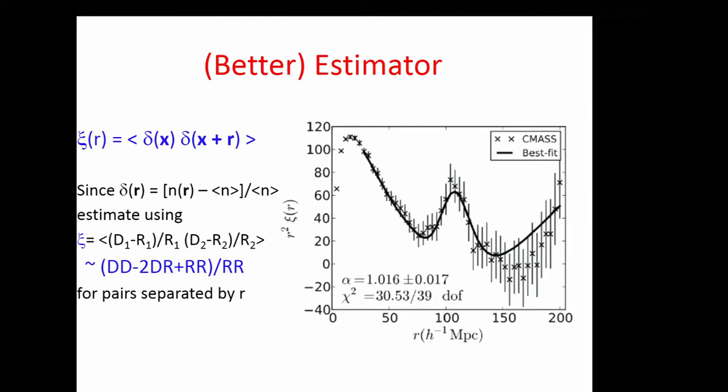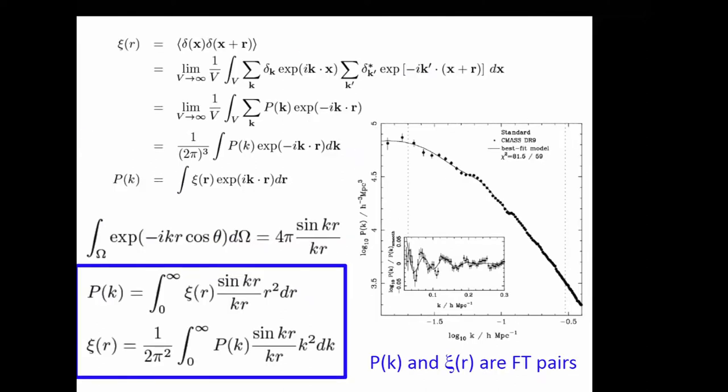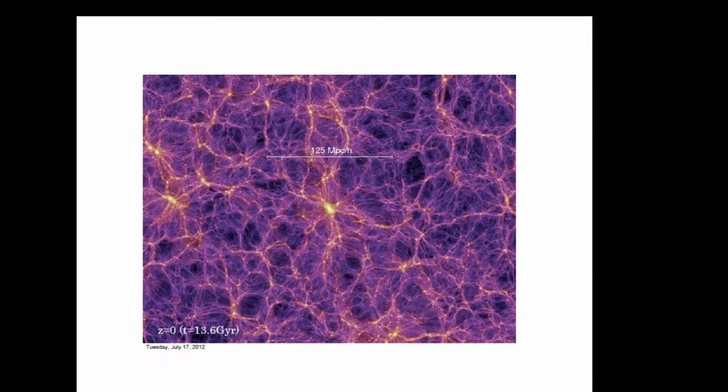Don't be confused by this bump. This bump is because of the r squared. The correlation function itself is going up. If you take the Fourier transform of the correlation function, or measure the Fourier transform directly in the data, you get this thing. Here's the relation between the two. There's some math to show you the relation, but ultimately one is just the Fourier transform of the other. This is all just for you for reference to look back on.